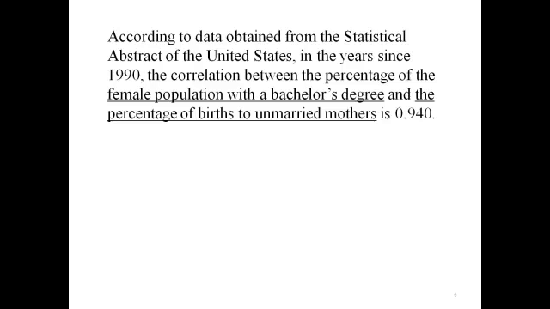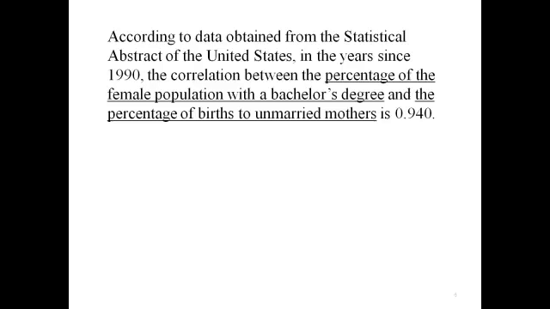So here's an example. According to data obtained from the Statistical Abstract of the United States, in the years since 1990, the correlation between the percentage of the female population with a bachelor's degree and the percentage of births to unmarried mothers is 0.940. So let me say that again.